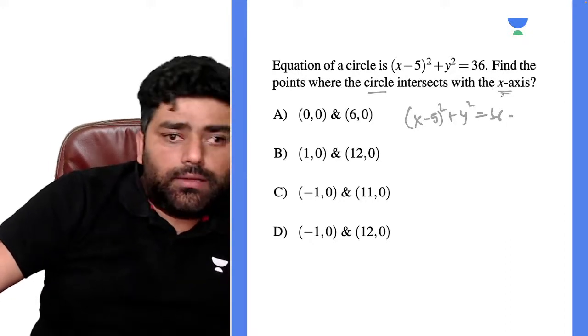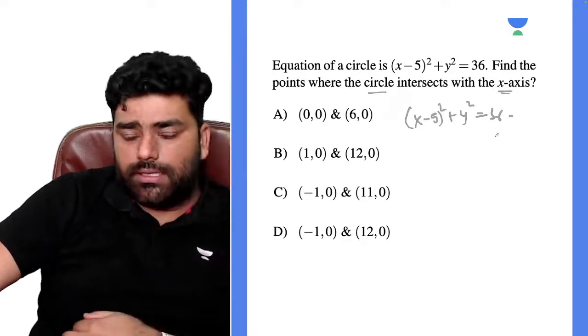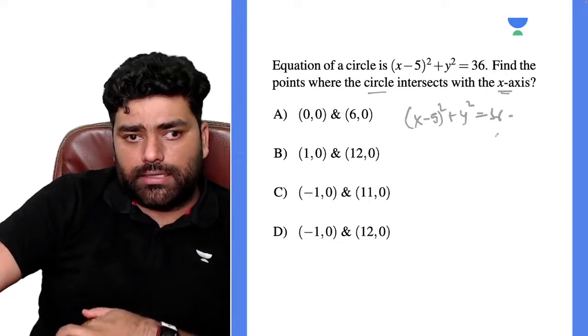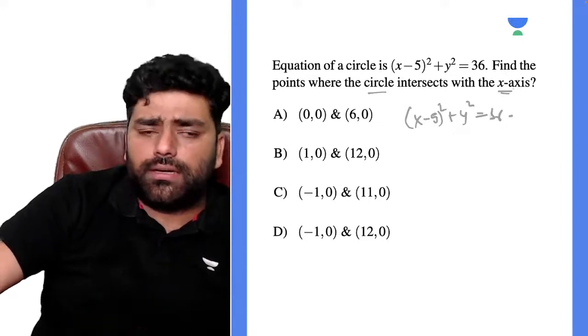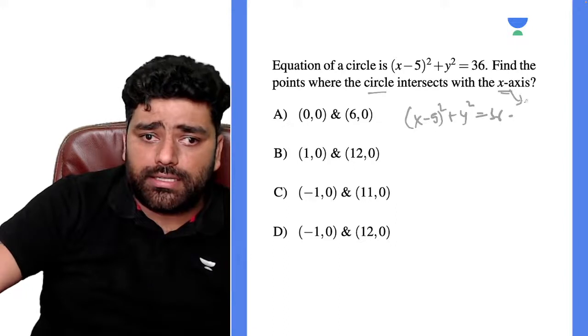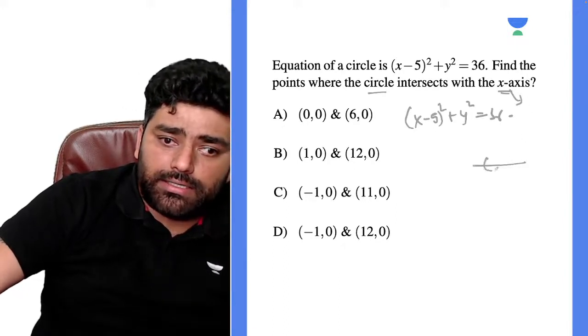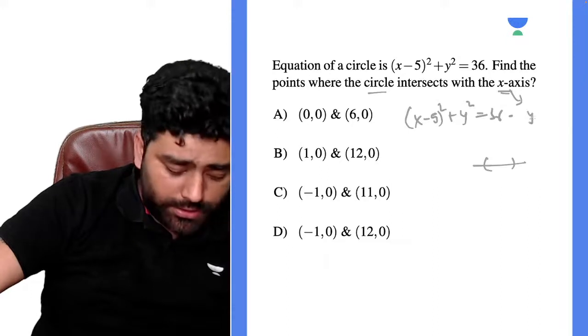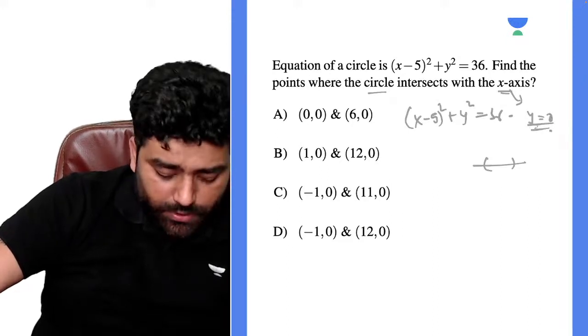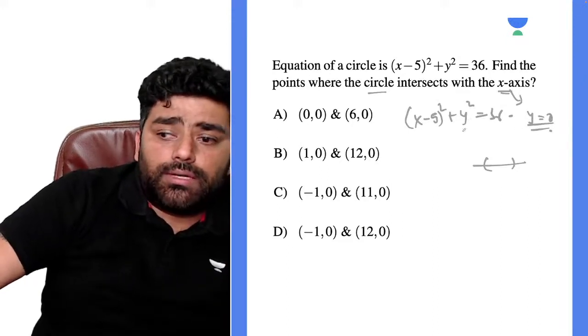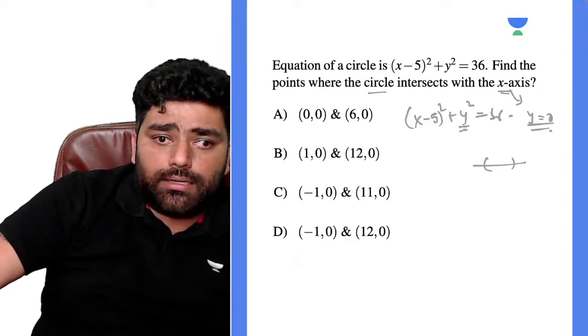Okay, so do we need to draw the circle, or do we need to make a rough circle like that? No, because if the question is asking where it intersects the x-axis, that means wherever it intersects the x-axis, the y coordinate should be what? 0 at that point, correct? So you just need to make the y coordinate 0.